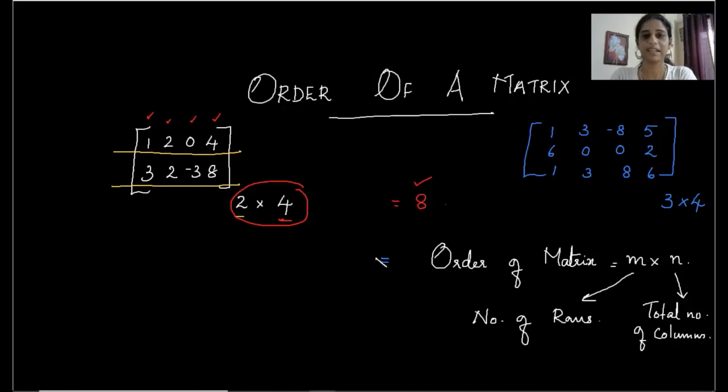So I think this is clear. Order of a matrix is M by N, where M is the total number of rows and N is the total number of columns. Now the last topic of this session, elements of a matrix.